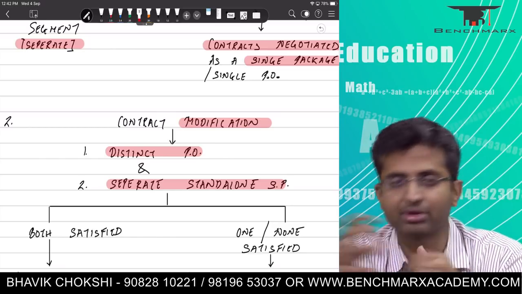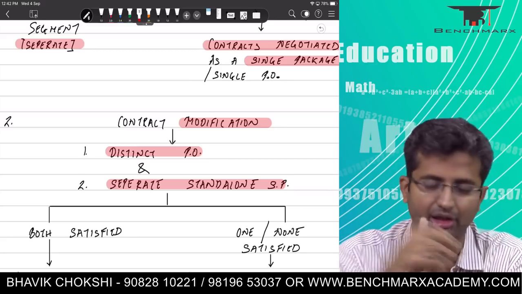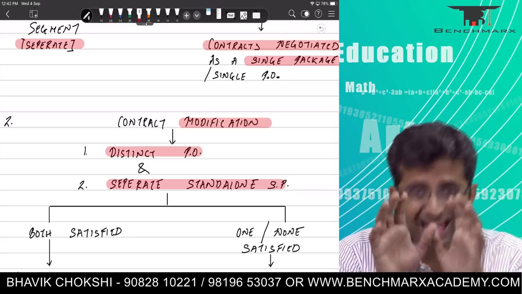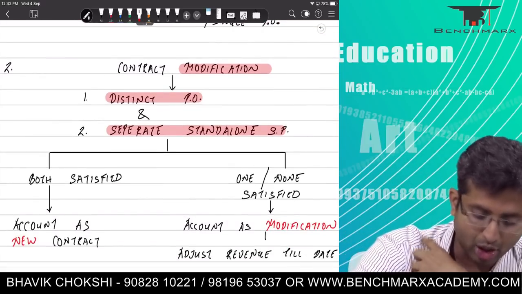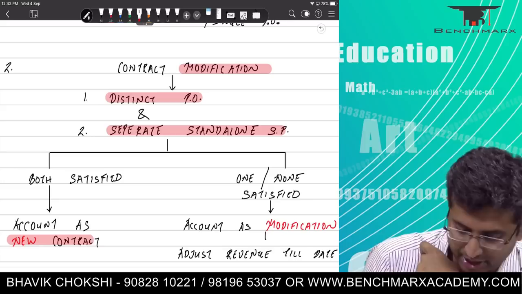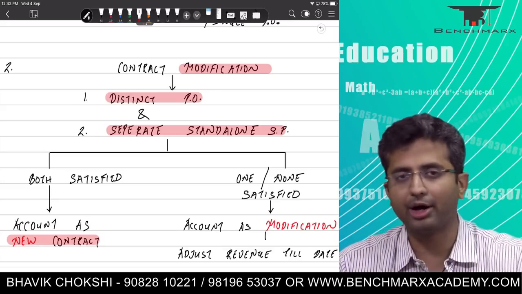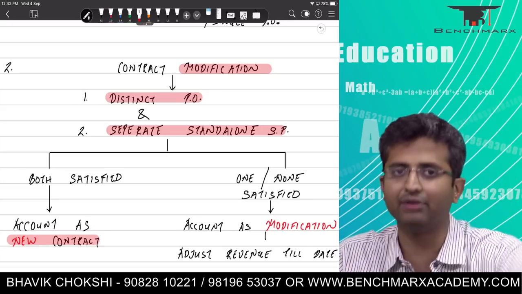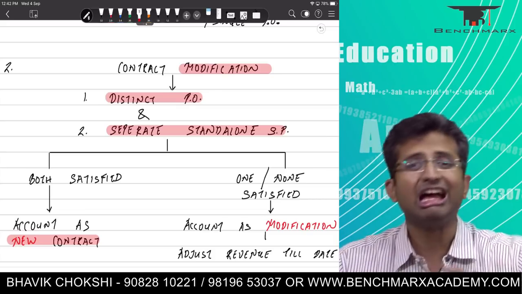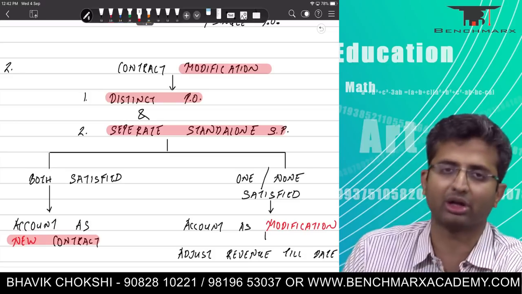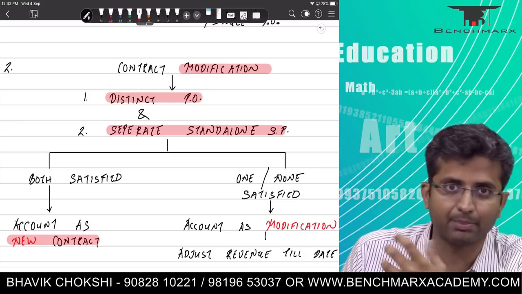So these are the 2 things that we need to check. Well, distinct and separate standalone selling price is something that we discuss at a later stage. So for the time being, if it is distinct and if it has a separate selling price, remember, we should account for it as a new contract, which means as and when the first 100 kilograms get delivered, assuming they are distinct, recognize revenue at the rate of 1000. The next get delivered and you recognize revenue based on 900, the agreed price.